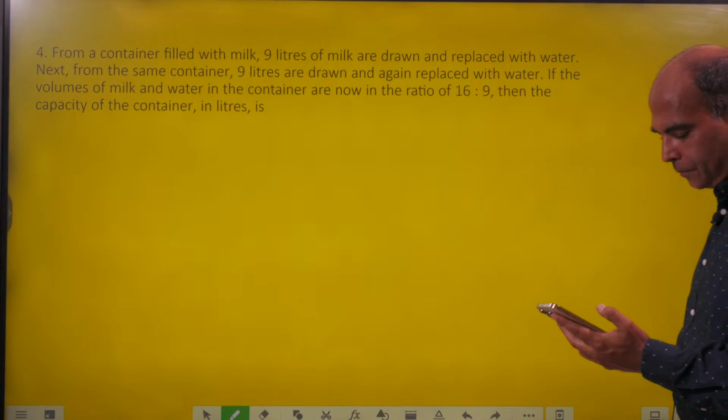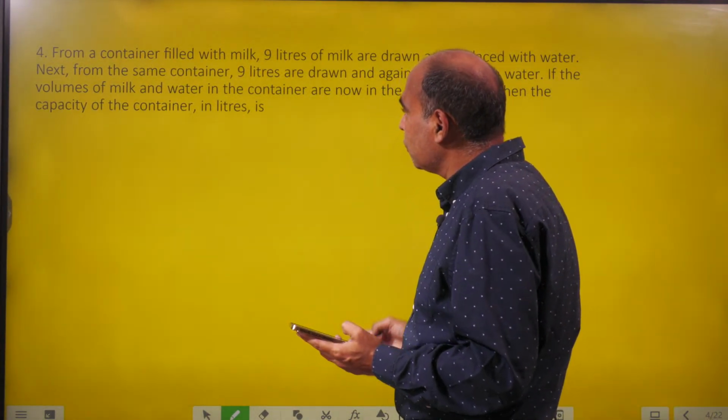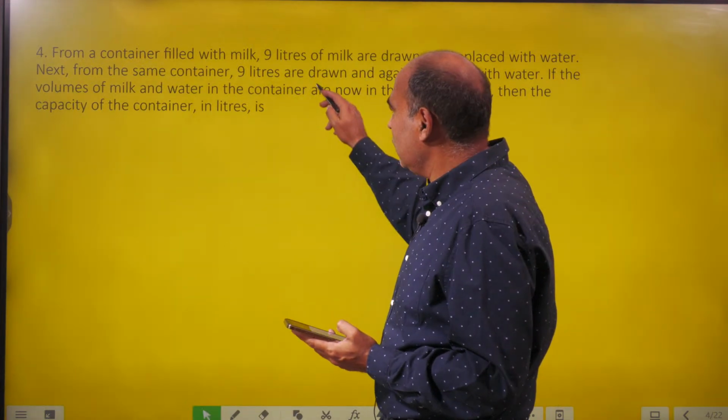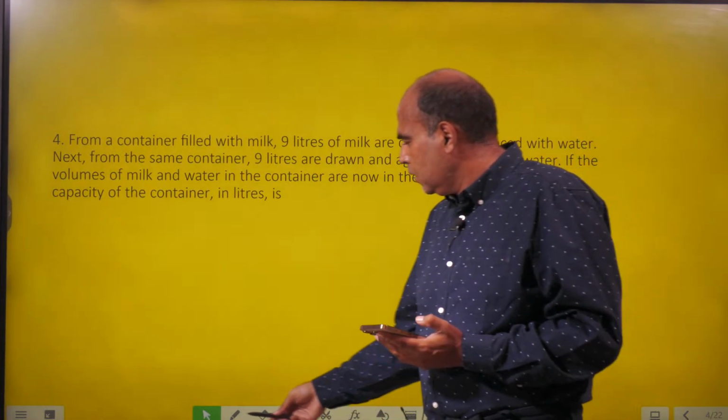So next question. The next question. So this question, much easier. This is a straight, if you can see this trigger, this is a 30-second question. So this is the fourth one.